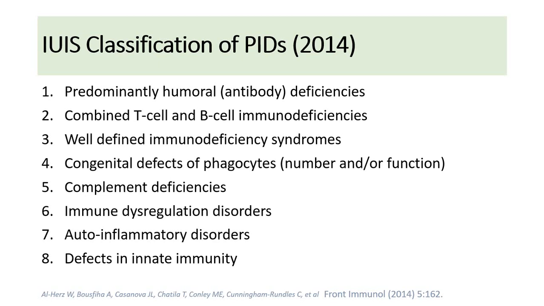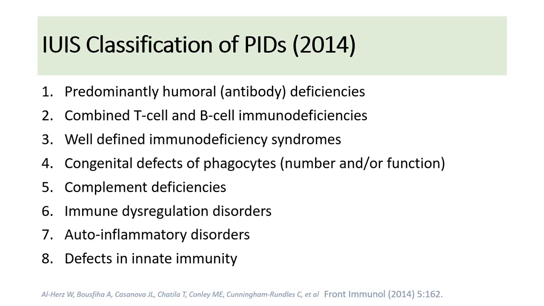Primary immune deficiencies are classified into 8 groups. The latest classification includes a 9th group, which I will not speak about. I will stick to the older classification with 8 groups. The 8 groups include predominant humoral deficiencies, predominant antibody deficiencies. The second is combined T and B cell deficiencies, the SCID patients. Then the third is combined immune deficiencies with syndromic manifestations, so the well-defined immune deficiency syndromes like Wiskott-Aldrich, Chediak-Higashi.